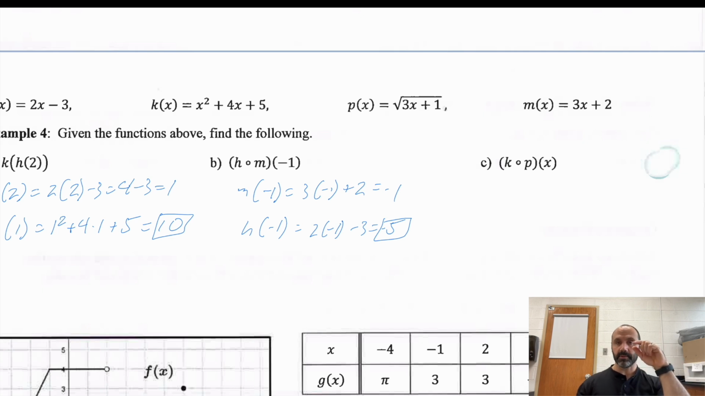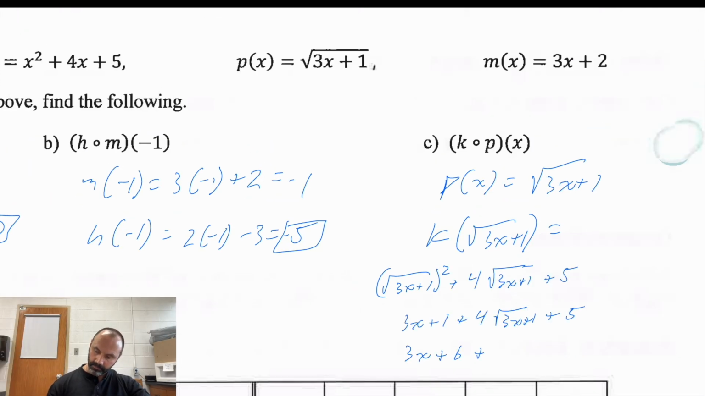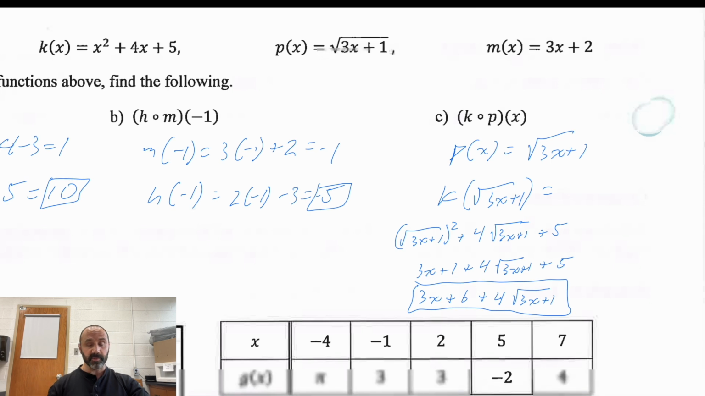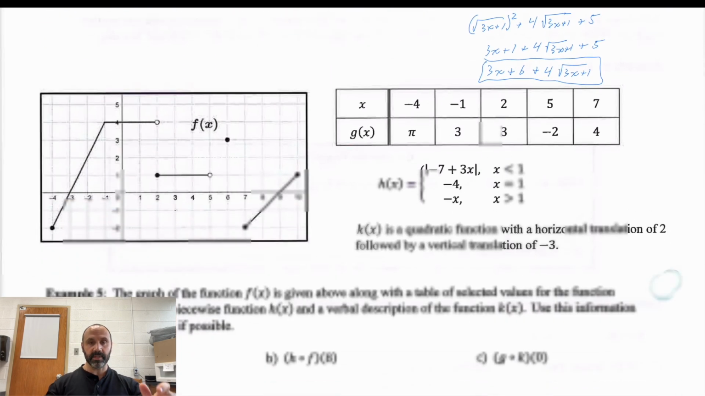K of p of x, so I take x, I put it into p, and then that output, which is itself going to be an expression, I put that into k, and then simplify, and that's my answer. And so that's the expression that we get at the end. It's messy, but we can't simplify anymore, so we leave it. And then here's another example.